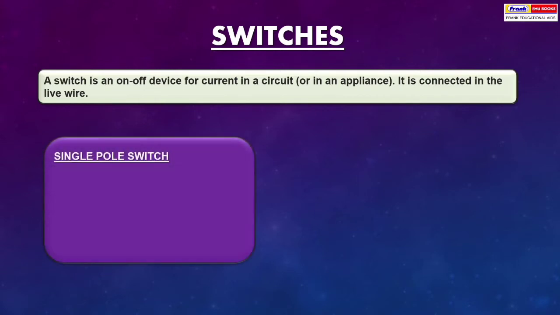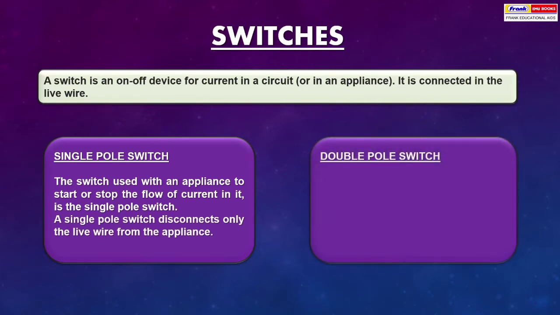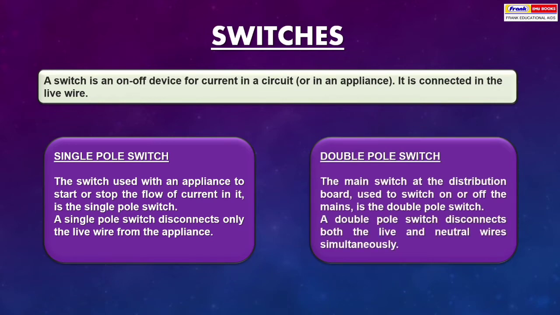Single pole switch. The switch used with an appliance to start or stop the flow of current in it is the single pole switch. A single pole switch disconnects only the live wire from the appliance. Double pole switch. The main switch at the distribution board used to switch on or off the mains is the double pole switch. A double pole switch disconnects both the live and neutral wires simultaneously.